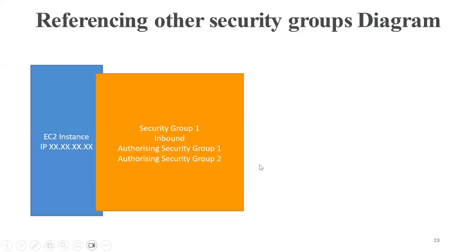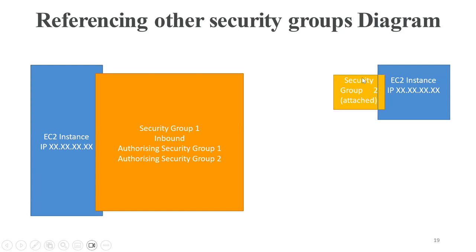Suppose you have an EC2 instance and you have created the security group, allowing inbound from other security groups, that is security group 1 and security group 2. Now suppose I have one EC2 instance which is using security group 2. Will it be allowed or denied? Yes, it will be allowed. Simple.